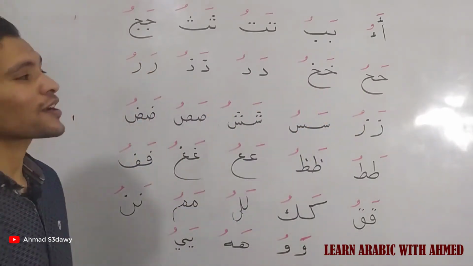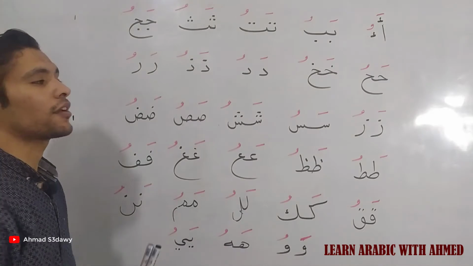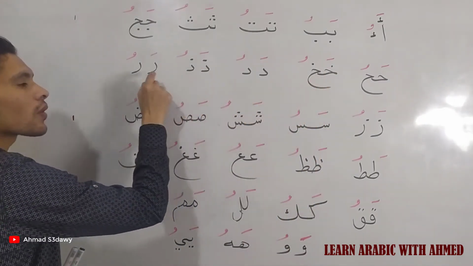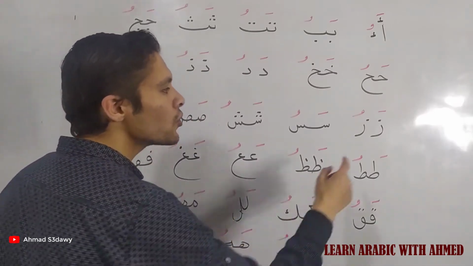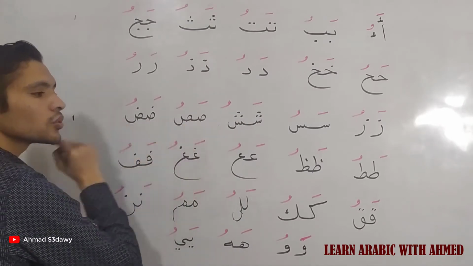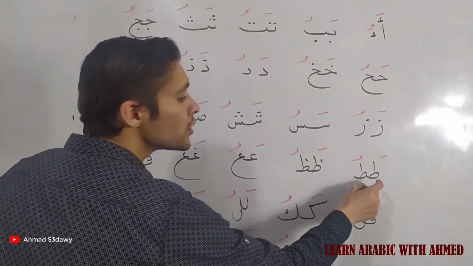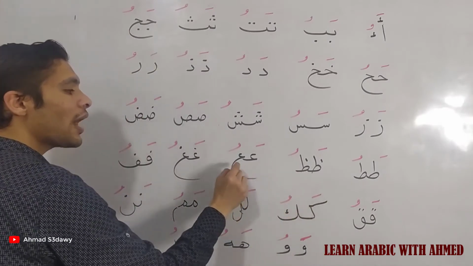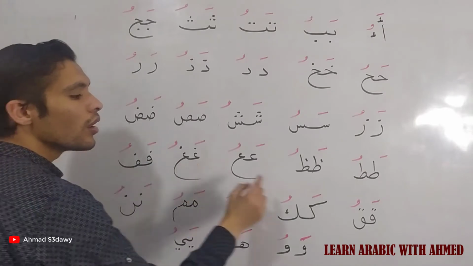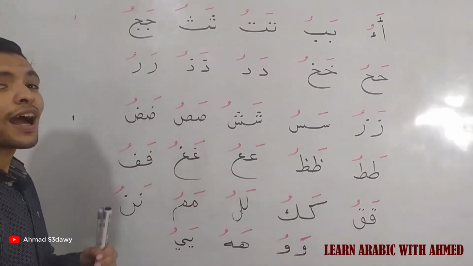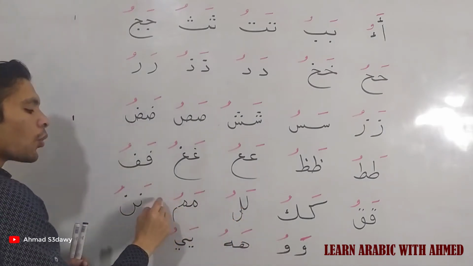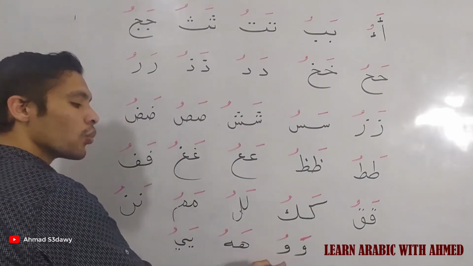You don't say خا because the خا is a tough letter. So you say خاخو دادو زازو رارو فتحة ضمة أو سا سو شاشو صاصو ضادو طاطو ضاضو عاعو غاغو فافو قاقو كاكو لا لو ما مو نا نو.